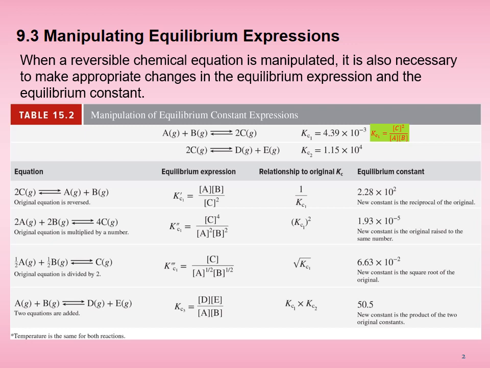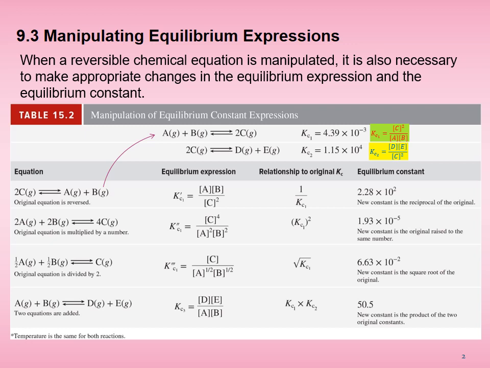The other equation shows 2 moles of reactant C reacting to give 1 mole each of products D and E. Its equilibrium constant, Kc2, equals the concentration of D times the concentration of E divided by the square of the concentration of C. Now we need to come up with the equilibrium expression of the third equation, in which 2 moles of reactant C react to give 1 mole of product A and 1 mole of product B. This is the reverse of the first equation. Its equilibrium constant, Kc1 prime, equals the concentration of A times the concentration of B divided by the square of the concentration of C. But how is Kc1 prime related to Kc1?